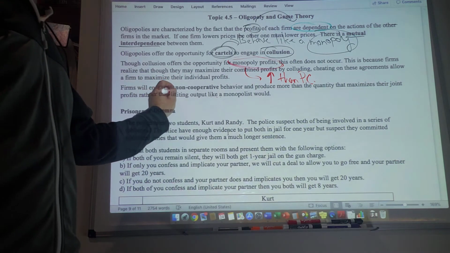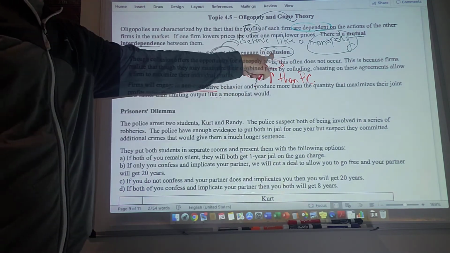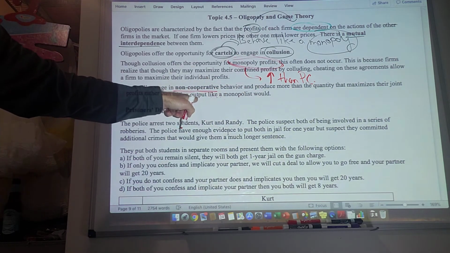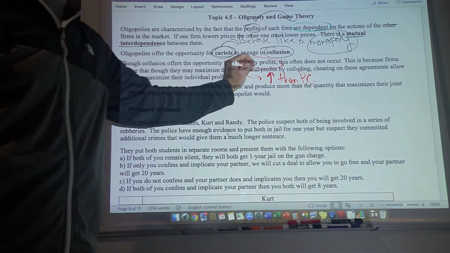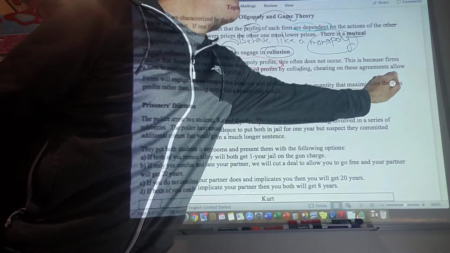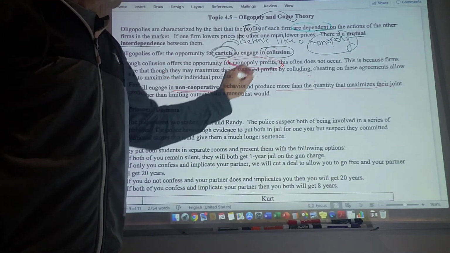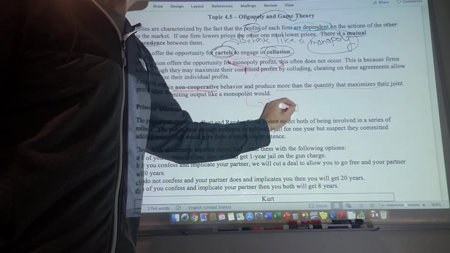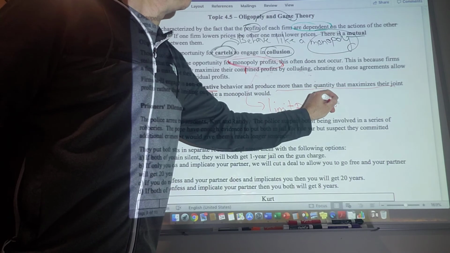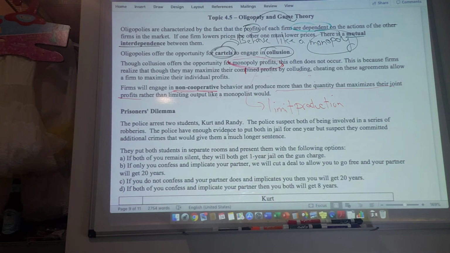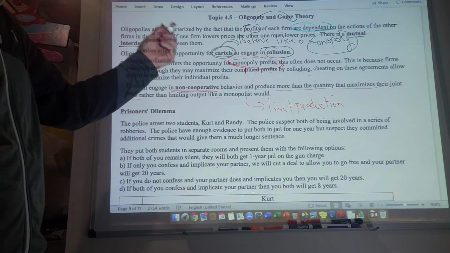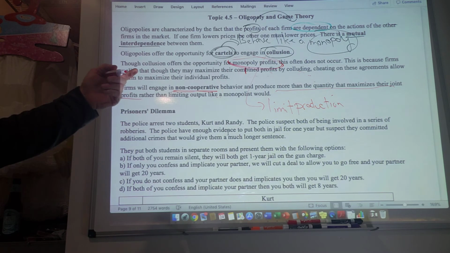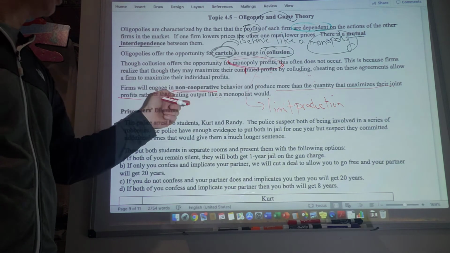And that's what we call non-cooperative behavior. It's the opposite of collusion. In collusion, you act like a monopoly. In non-cooperative behavior, you compete and it's more like perfect competition. You produce more than what maximizes profits. When you collude, you often limit production, which raises the price of the good. You limit the production, so now you have a higher profit. But when the cooperative behavior does not work, then you end up more like a perfectly competitive firm and you have lower profits.